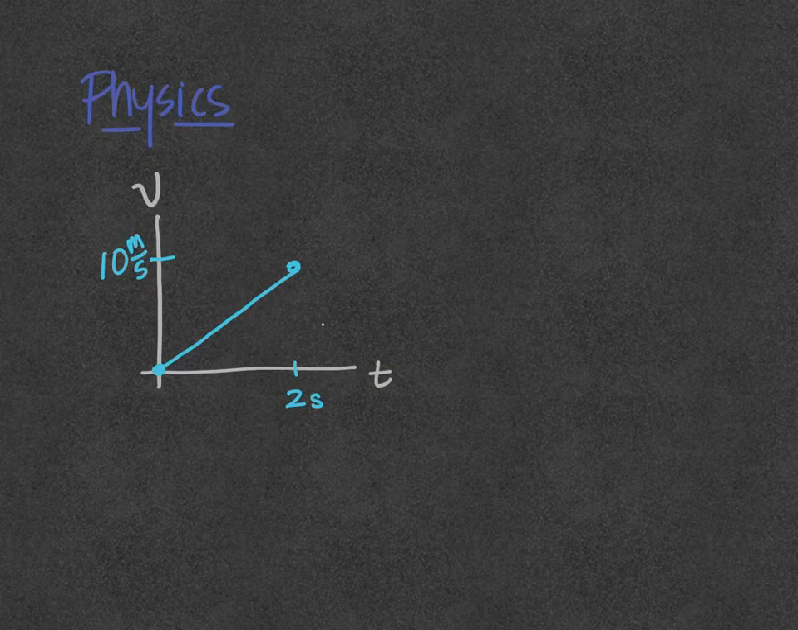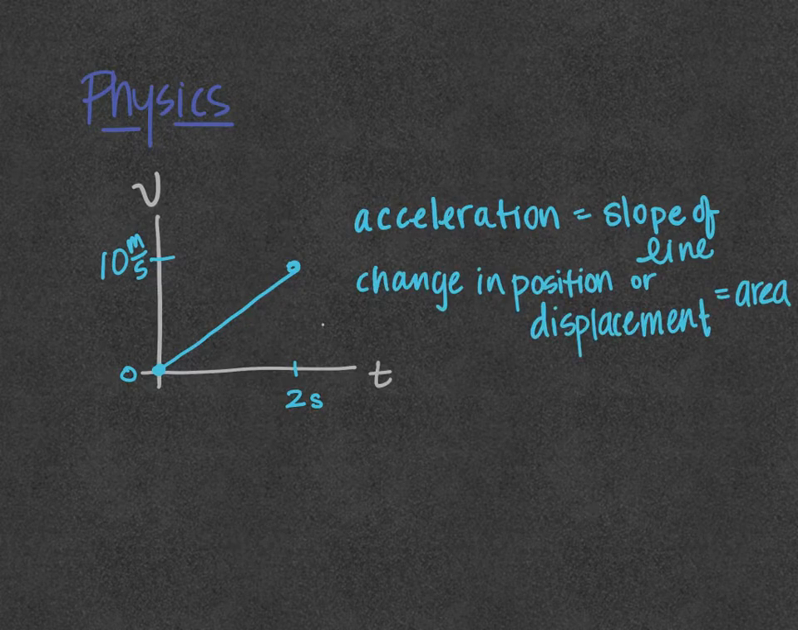Let's look again at velocity time graphs. Let's look at a case where we have an initial velocity of 0, and at 2 seconds, the object is moving at 10 meters per second. So from this graph, we can determine the acceleration as the slope of the line, and the change in position, otherwise known as displacement, is the area under the graph.